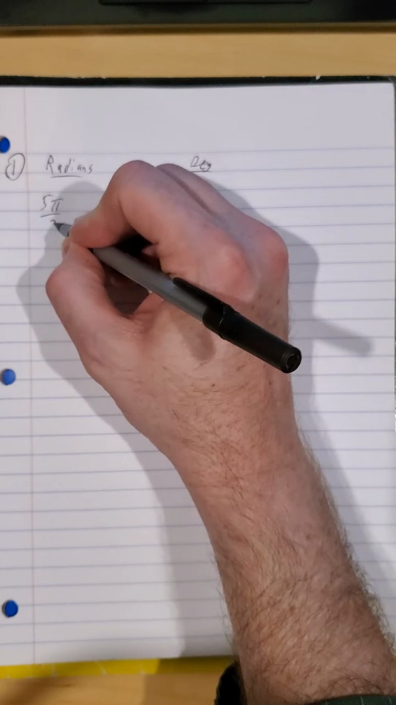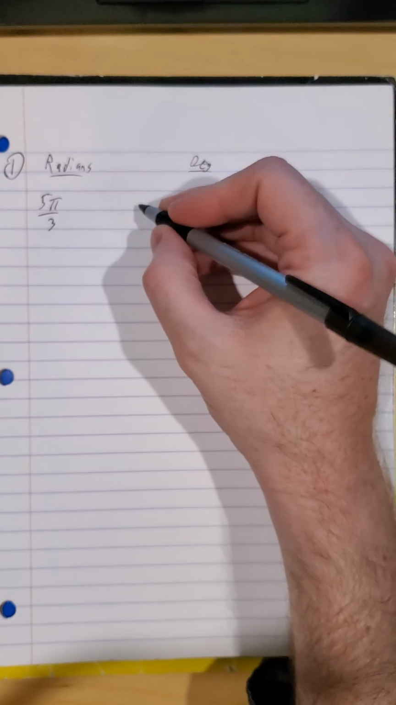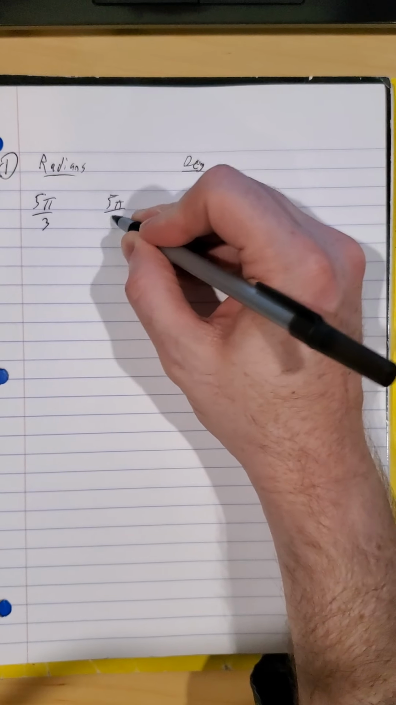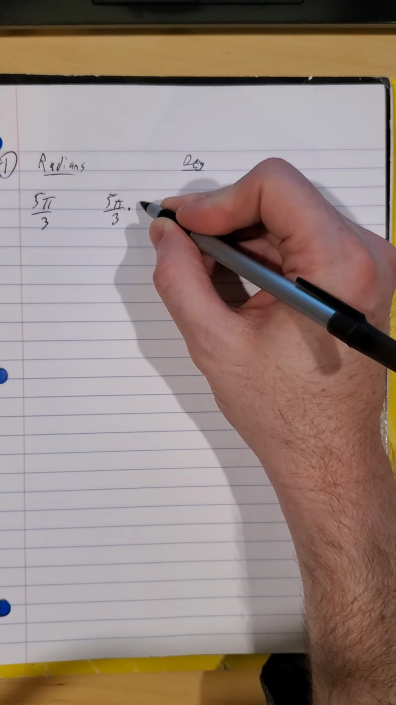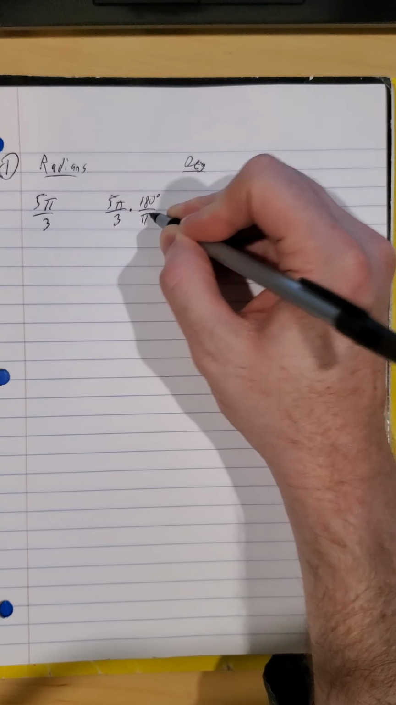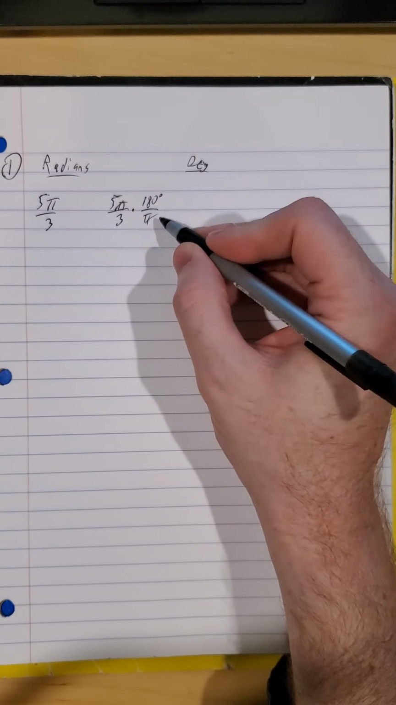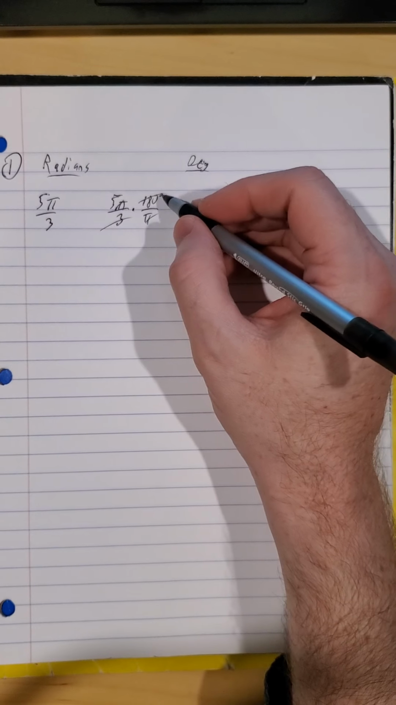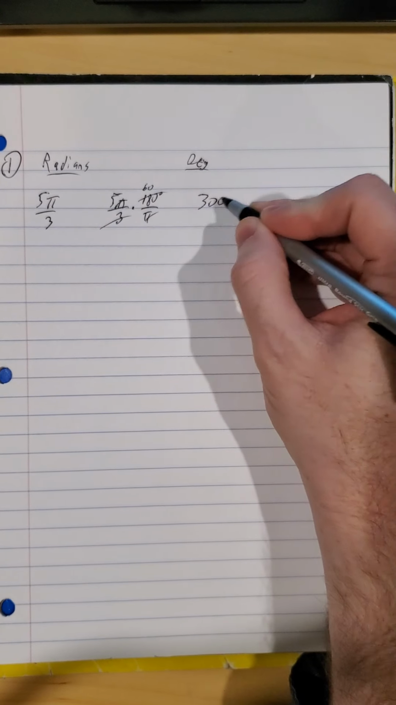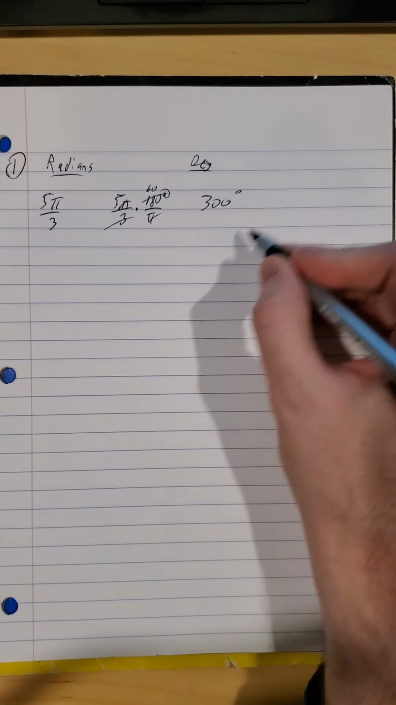All right, so our first one, 5 pi over 3 in radians. We're turning that into degrees. So our conversion factor here, multiplying by 1 in the form of 180 degrees, is the same as pi radians. So the pi's will drop. 180 over 3 is worth 60. 5 by 60 is 300, and the degrees did not drop.